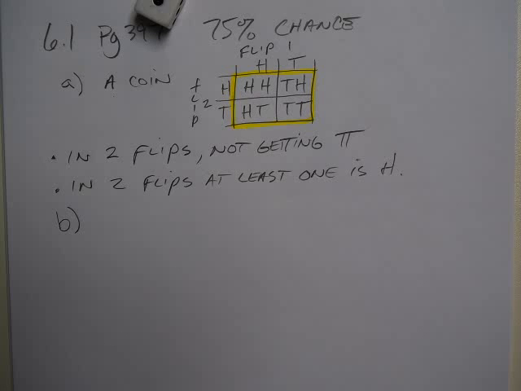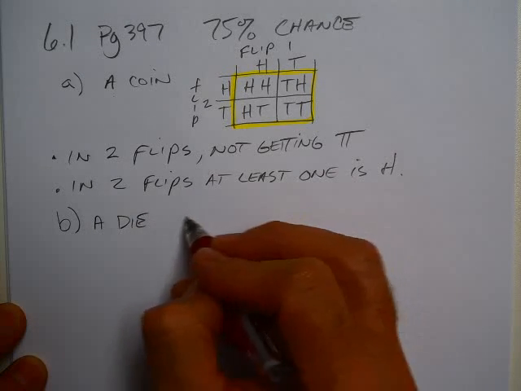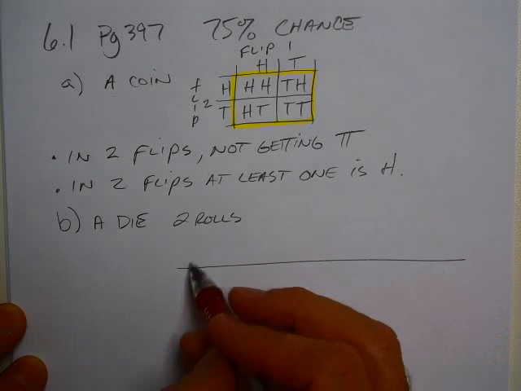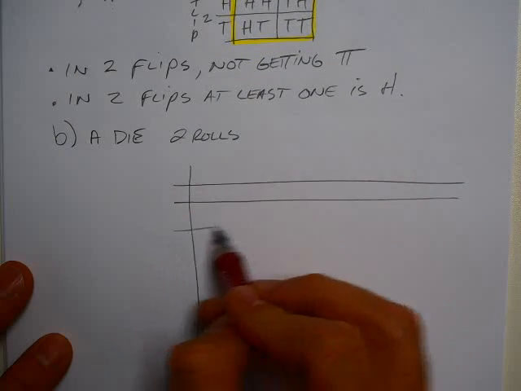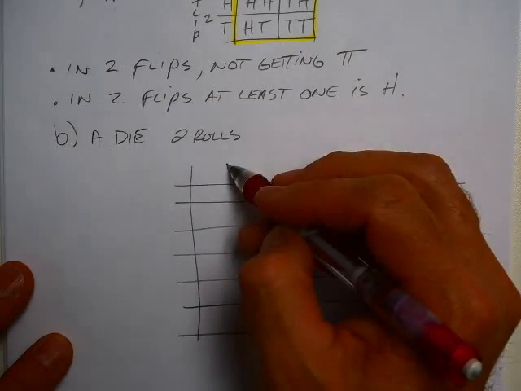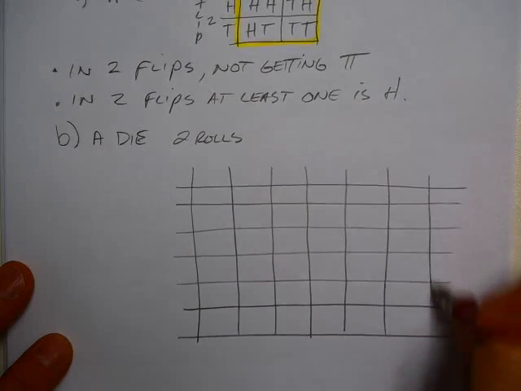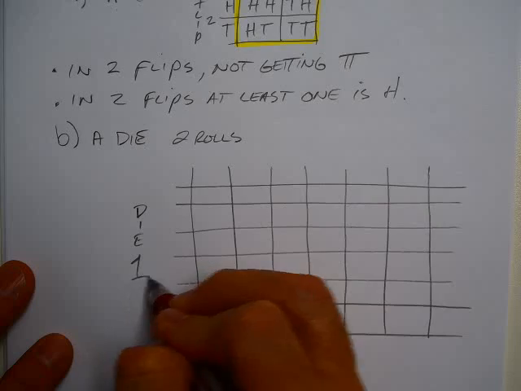So what do we do with the coin? Yeah, Matthew. Okay, let's roll it twice, but let's write it out. So a die, 2 rolls. I'm going to make a probability table for that. You don't have to make probability tables every time you do something, but certainly when you're trying to figure something out, it's pretty handy. So let's call this die 1. This would be die 2.